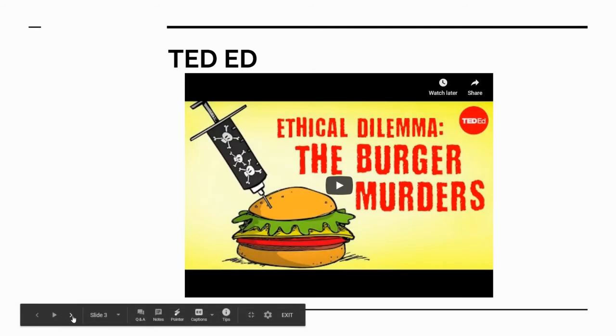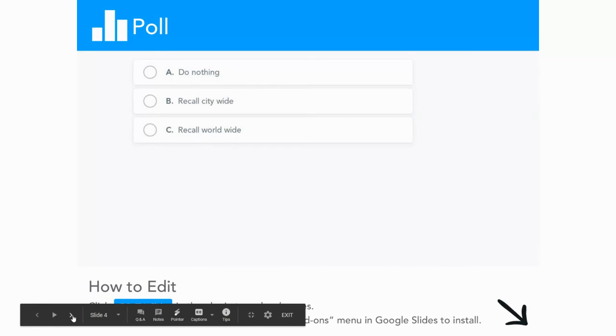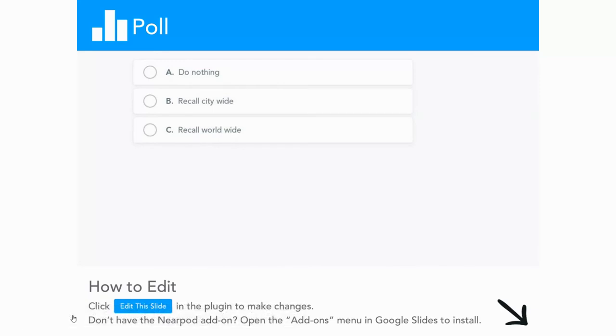All right, so which one are you going to choose? Are you going to do nothing? Are you going to do a recall citywide? And are you going to do a recall worldwide? And tell me why. It doesn't have to be a lot of information. Just tell me why you would choose that.